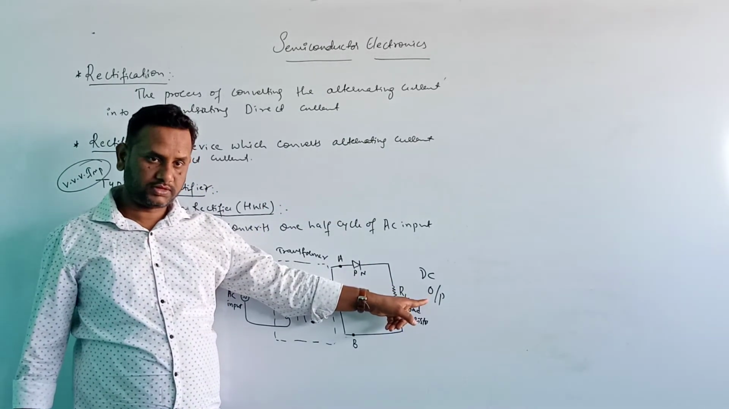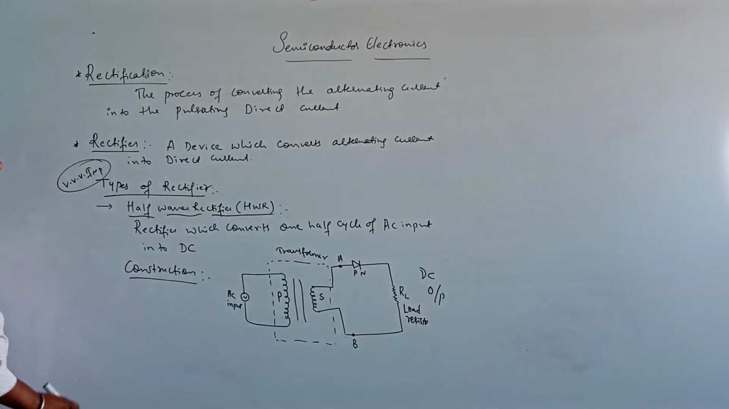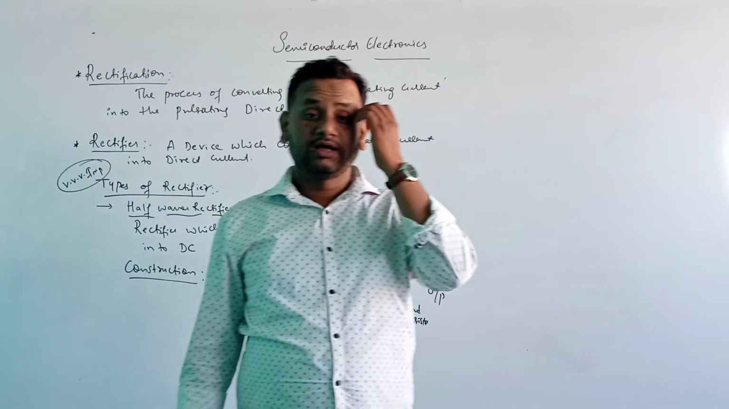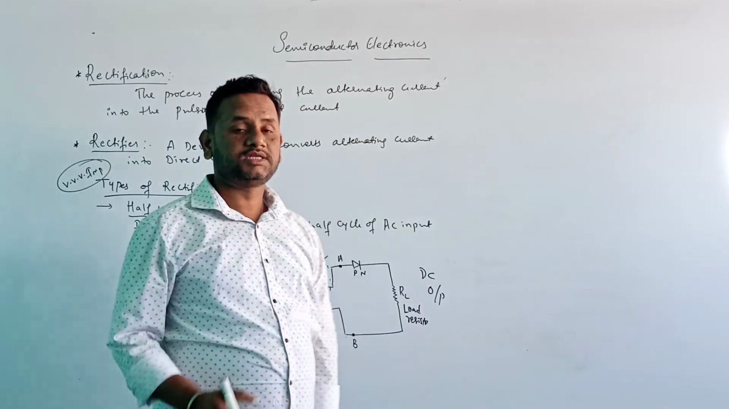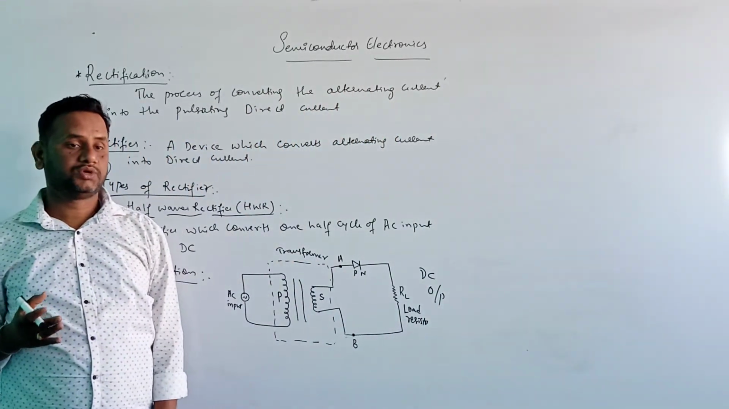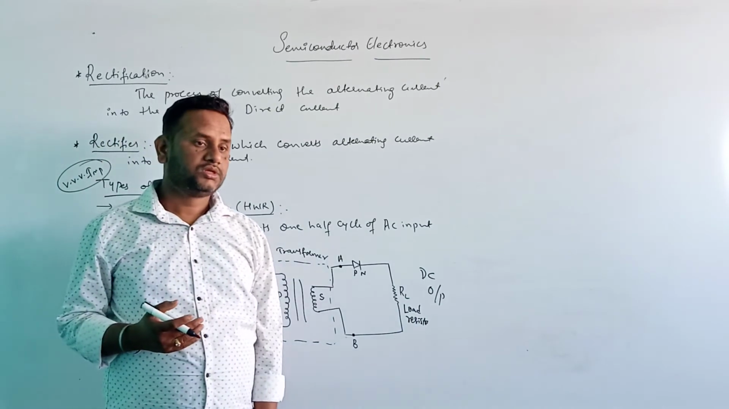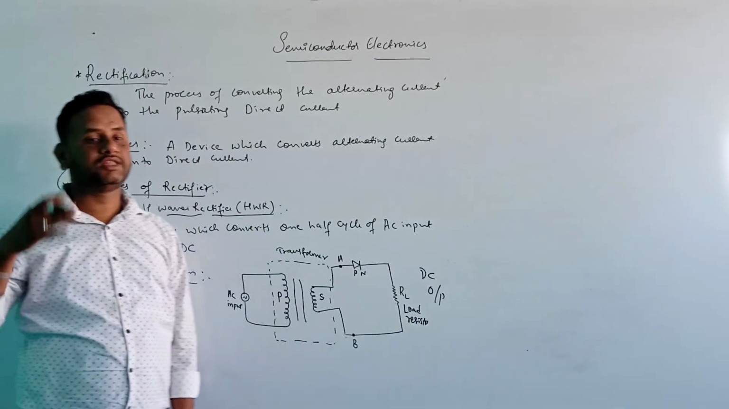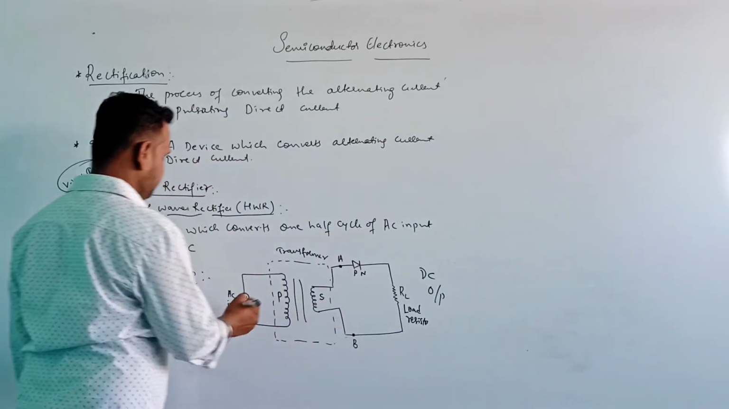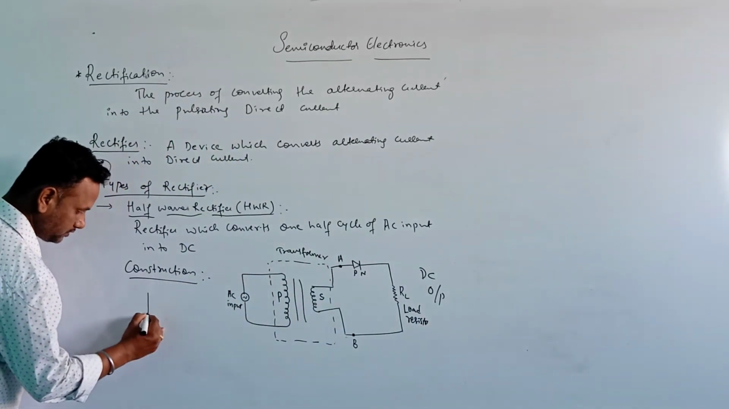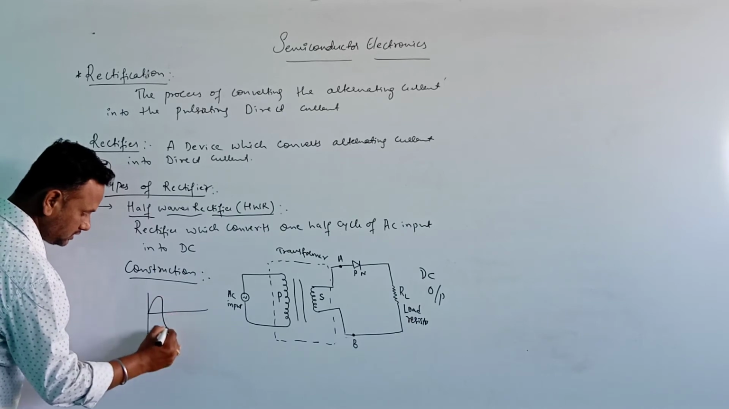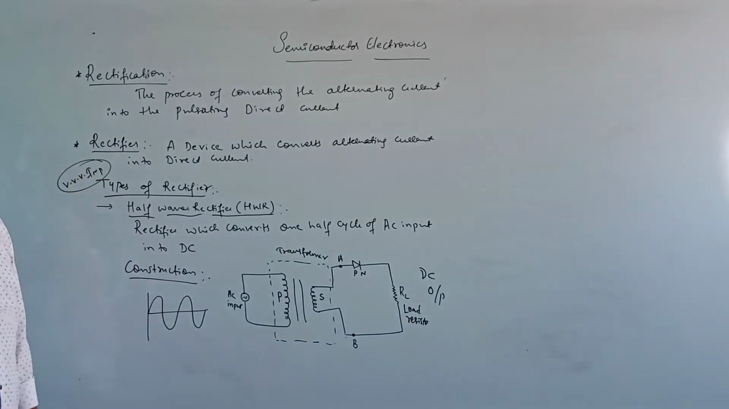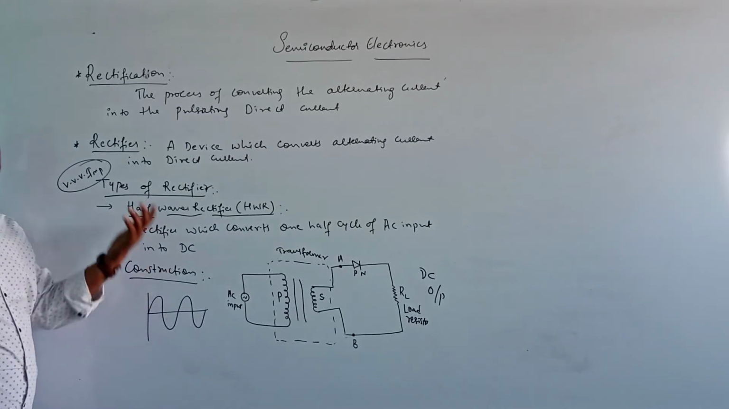Okay. Now let me explain first, what is this AC input here? What is this AC? That is alternating current or alternating voltage. So alternating, where the voltage is varying with the time, like this. This is called AC, alternating current, or also we can call it alternating voltage.